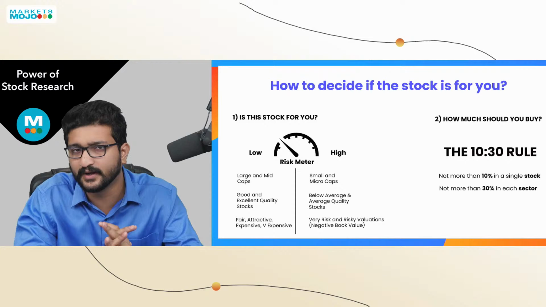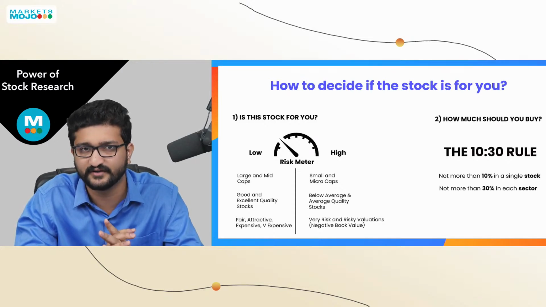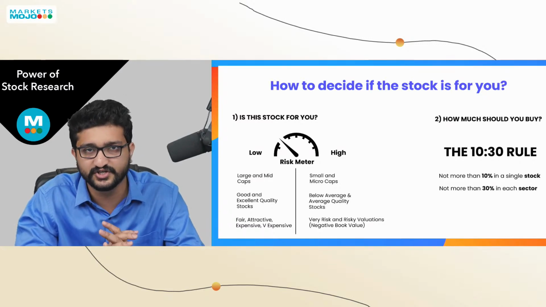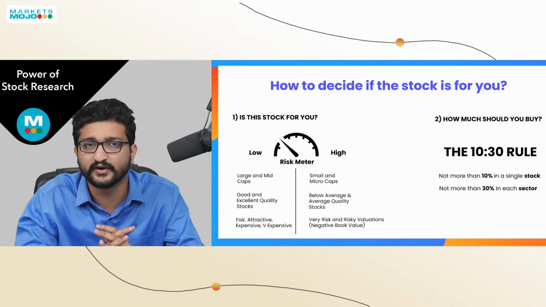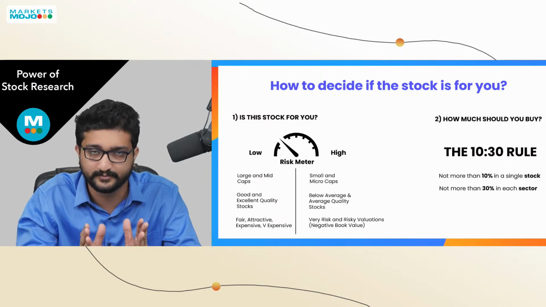Now this 10 can become 12, can become 8, can go at least till 15. This 30 can become 35 or 40. It totally depends on your risk appetite. But when you're researching a stock and you want to add that stock in a portfolio, remember this benchmark of 10-30. This will really help you in not having a very concentrated portfolio. It will help you have a diversified approach.